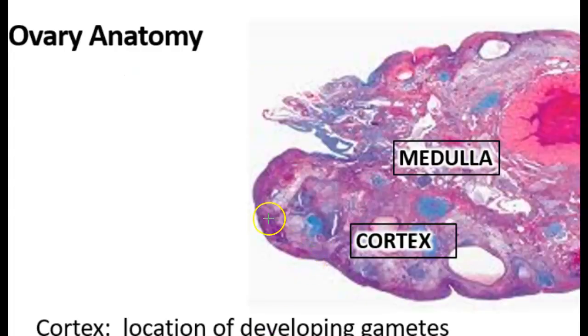The outer covering beyond the cortex is called the tunica albuginea, just like we had in the testis. It's a fibrous connective tissue. The innermost region of the ovary is the medulla, shown here and labeled here in the middle. This is where large blood vessels are located to supply and drain the ovary. Also, a few nerve fibers come into the ovary.